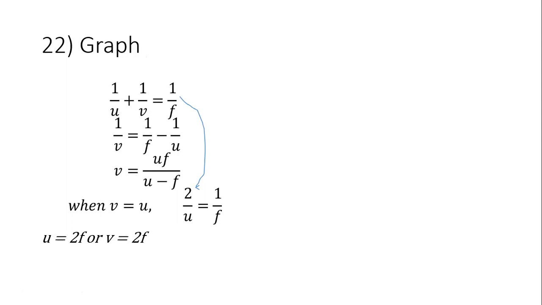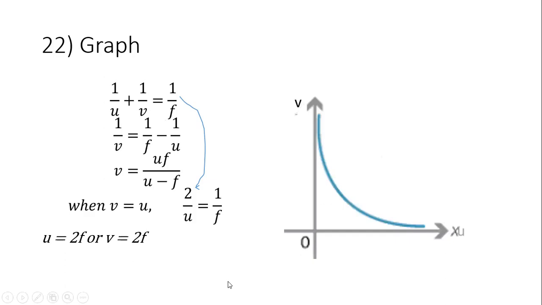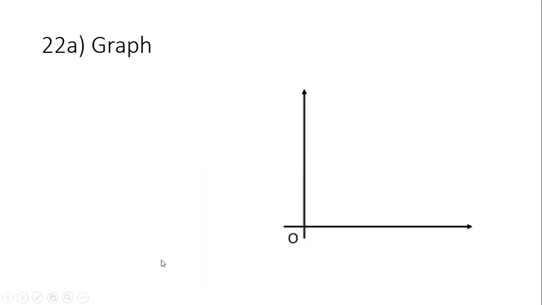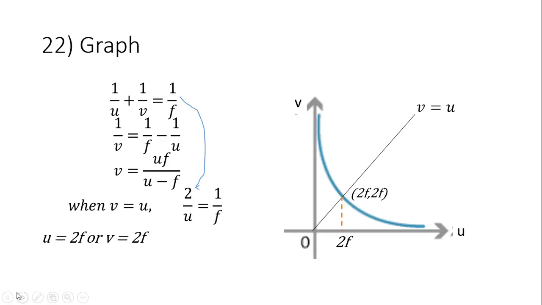Then it is 2F. Here 2F minus F is still F, so F and F cancel. You get 2F there. So this is more for an experiment to determine the focal length as well. That is the graph for this one, a hyperbola. And this V equals U is this graph. Where they cut is this point. I think don't worry unnecessarily about all that. Because you do V equals UF over U minus F, I get it. But then why is it suddenly 2 over U equals 1 over F?